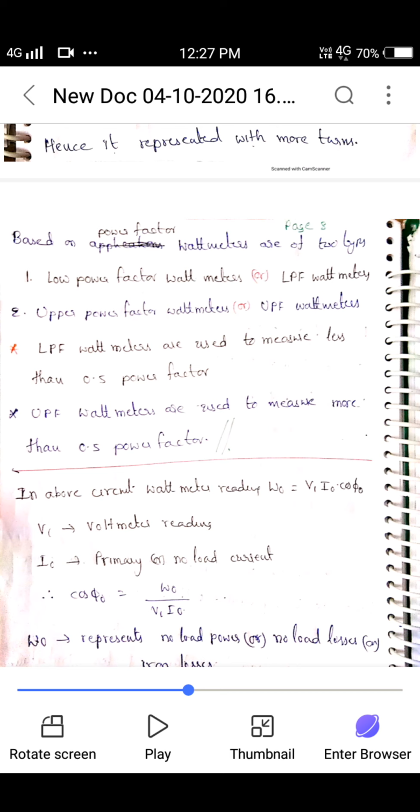Here the short circuit test's main objective is to find copper losses. Copper losses depend on current. That's why here we have to apply rated current. In open circuit test we apply rated voltage. Why? Because we are calculating iron losses. That's why we have to apply the complete value. That's why here also we have to apply rated current.